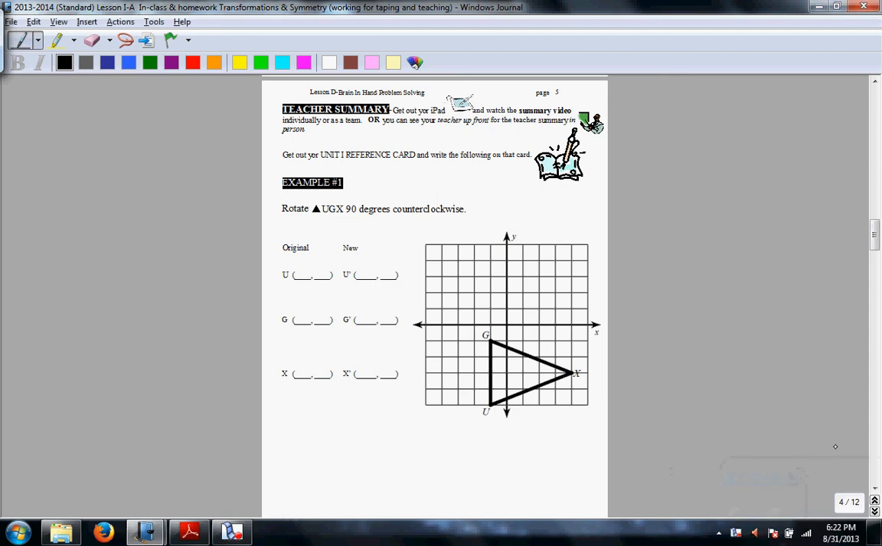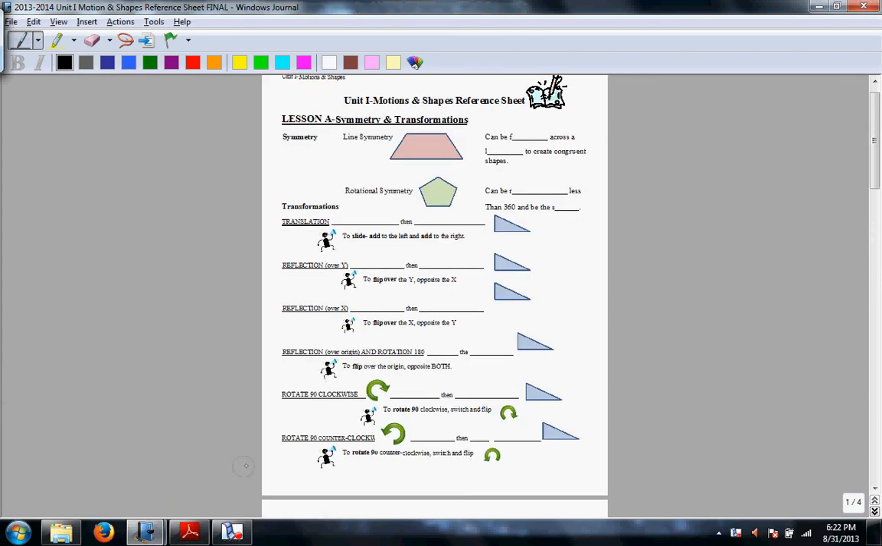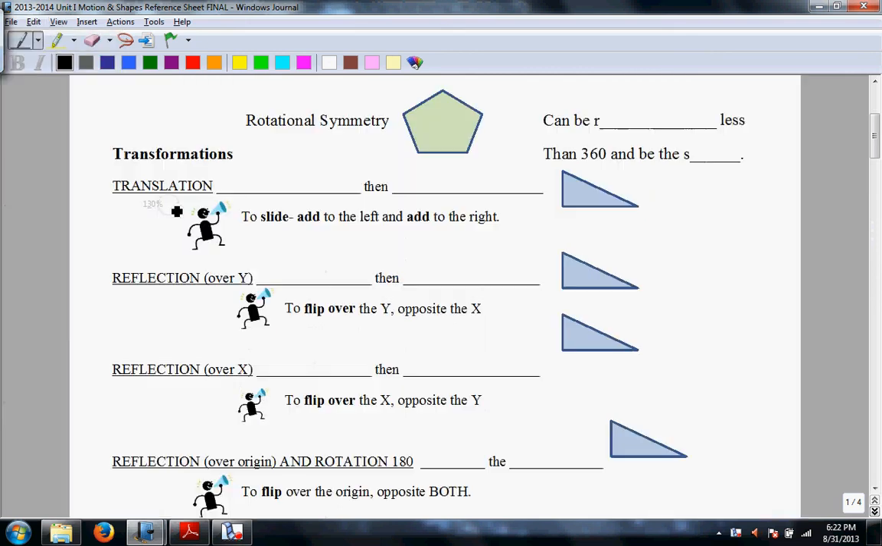Okay, students, you should be on the teacher summary page on page 5. You should be watching this video, or if you prefer to do this in person with your teacher, go up to the front of the classroom. First thing it says, get out your Unit 1 reference card. So that's this card, have it handy. We're going to summarize the basic concepts that you have gone over so far.